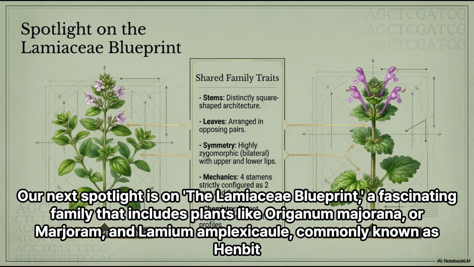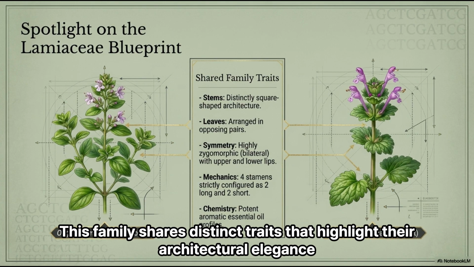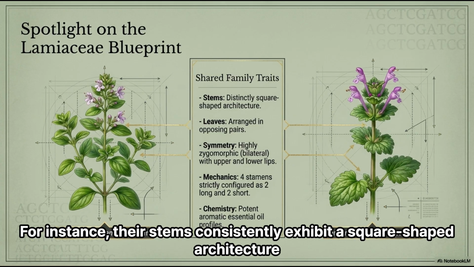Our next spotlight is on the Lamiaceae blueprint, a fascinating family that includes plants like Origanum majorana, or marjoram, and Lamium amplexicaule, commonly known as henbit. This family shares distinct traits that highlight their architectural elegance. For instance, their stems consistently exhibit a square-shaped architecture.